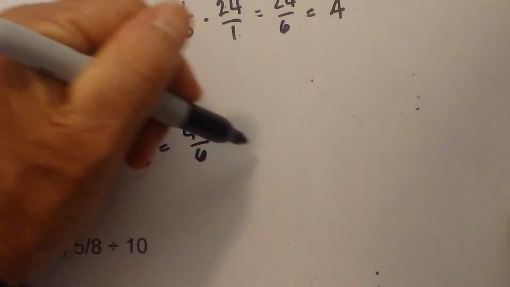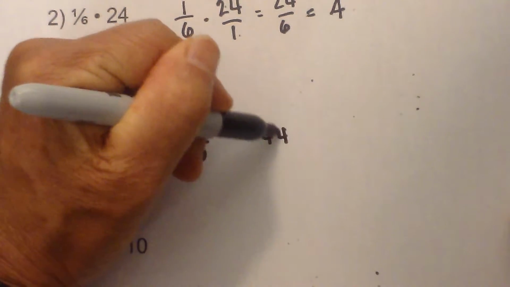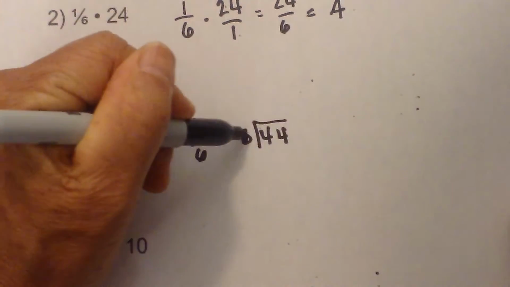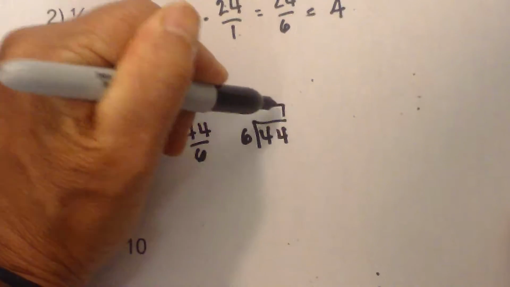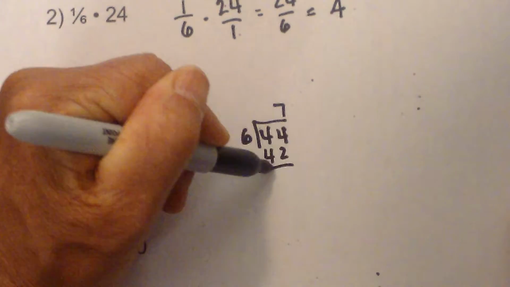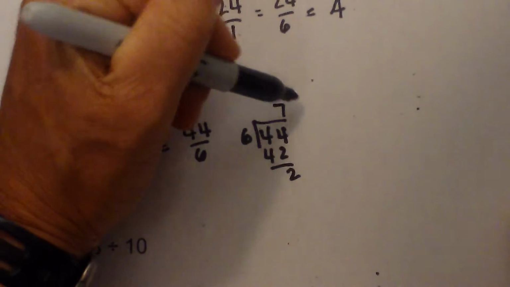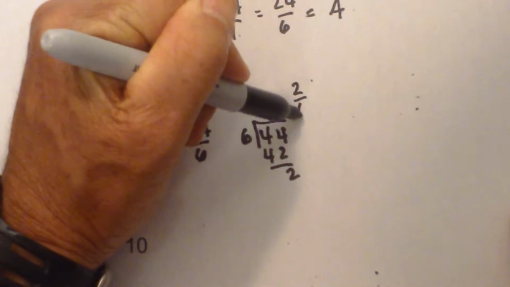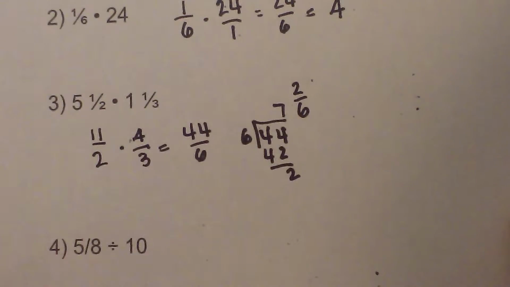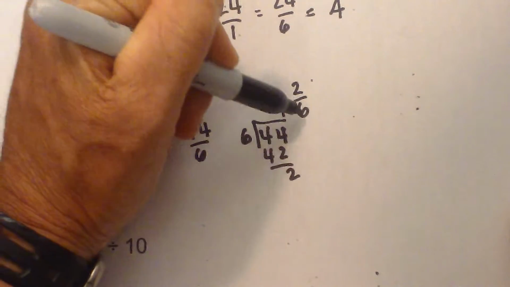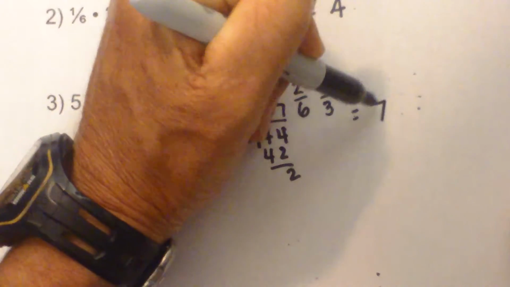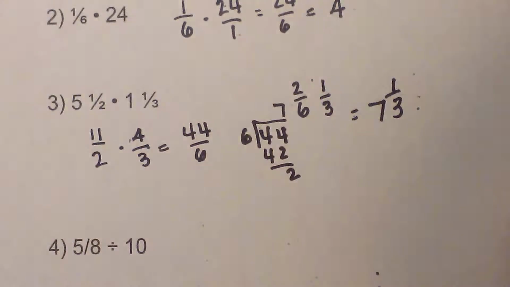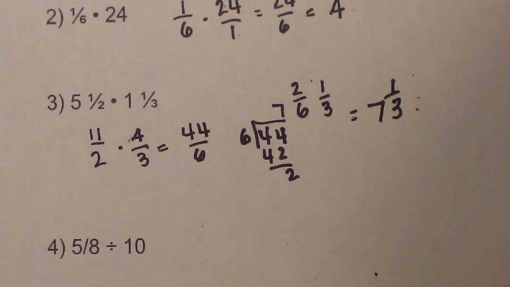And now I can simplify that by dividing 44 by 6. 6 goes into 44. Let's see, what is that? 6 times 7 is 42. Okay, so we have a 7 there, and then 42. So we now have 2 remaining, so I can write that as 2/6, and I can reduce that. 2 will go into 6 3 times, so that will be 1/3. So it becomes 7 1/3. Okay? So that's when you have two mixed numbers.